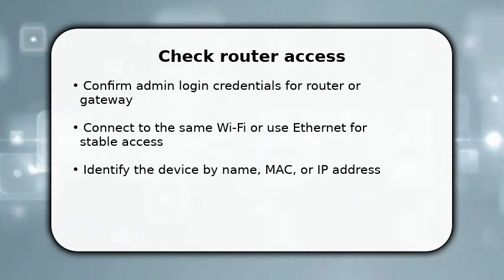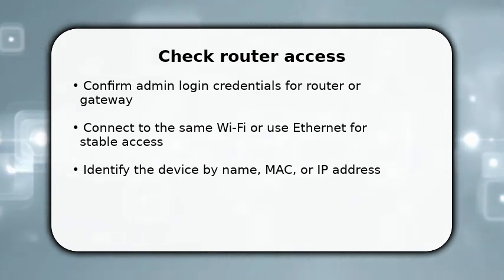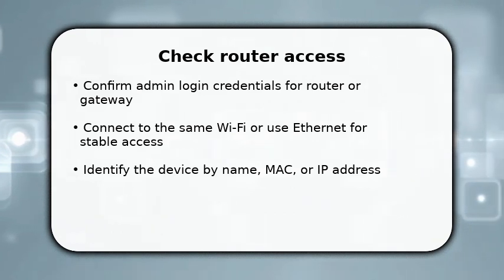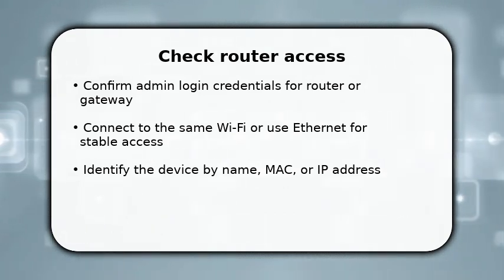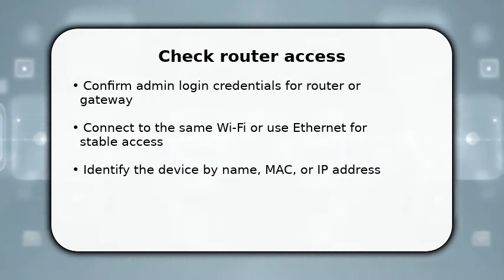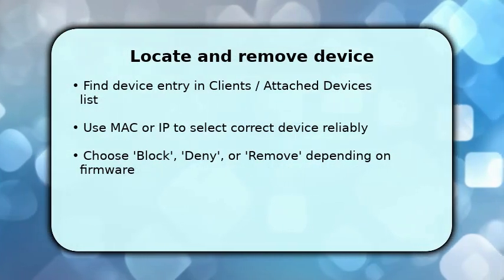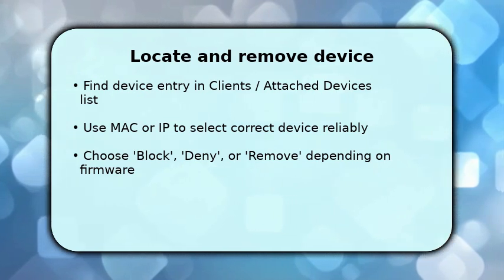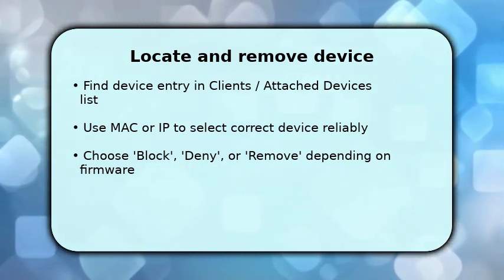If the device name looks generic, note its MAC address. This unique identifier lets you remove the exact device without guessing. You now locate the target in the Clients or Attached Devices view. Filter or sort by IP or MAC if there are many entries.